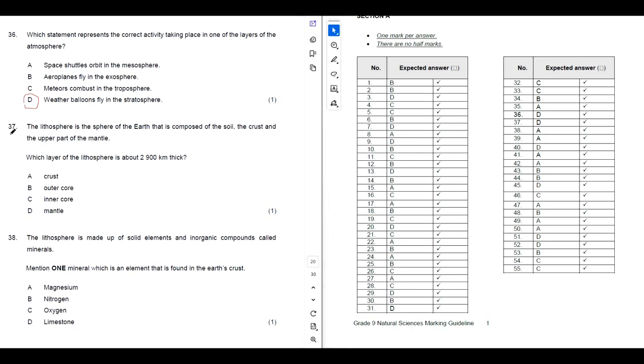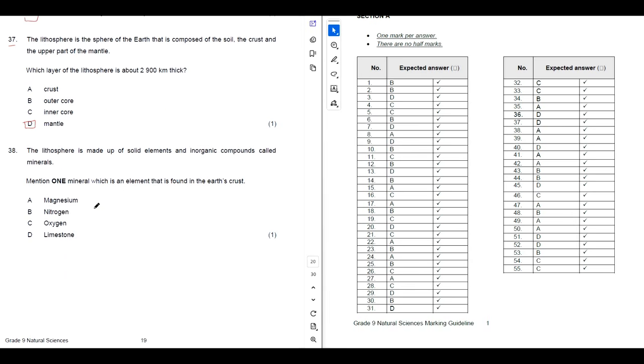And then next we will move to question 37, which says that the lithosphere is the sphere of the earth that is composed of the soil. And we are told that the crust and the upper part of the mantle. So now they are saying, which layer of the lithosphere is about 2,900 kilometers thick. Okay, and we know that that's the mantle. That's the mantle, which is option D.